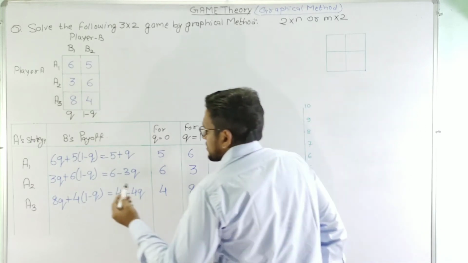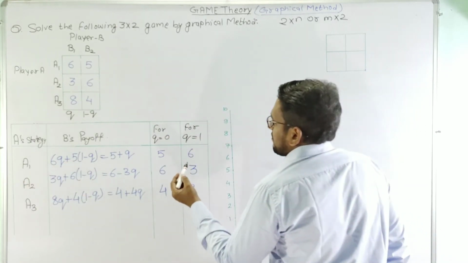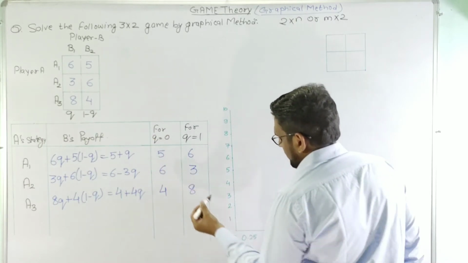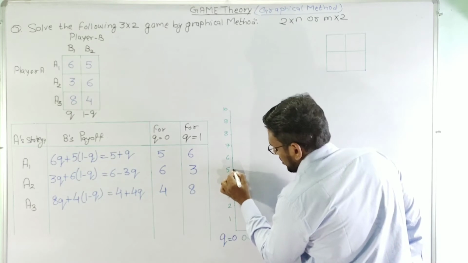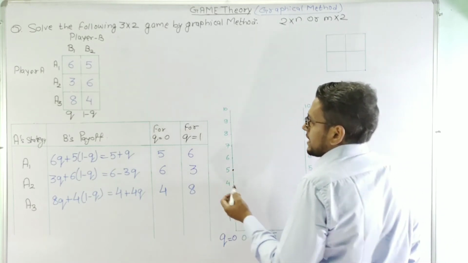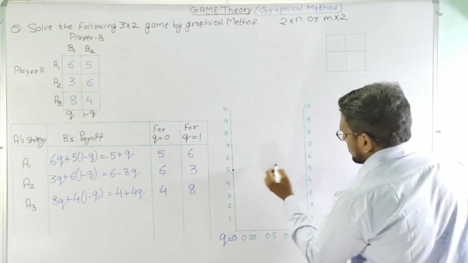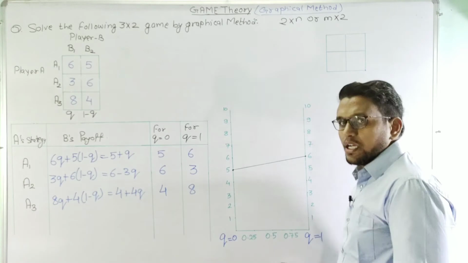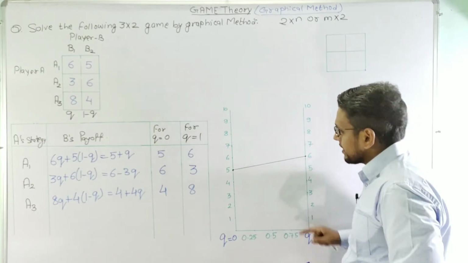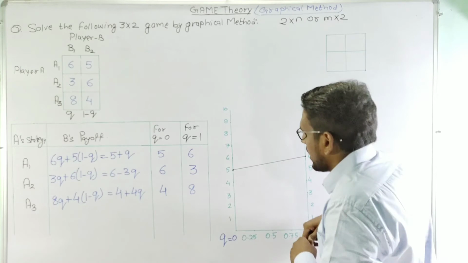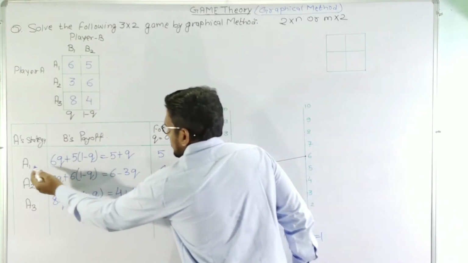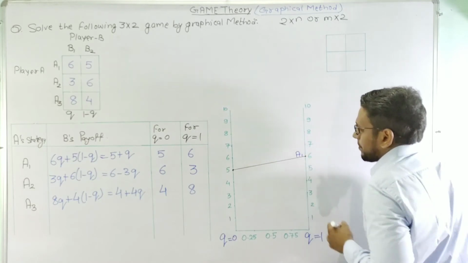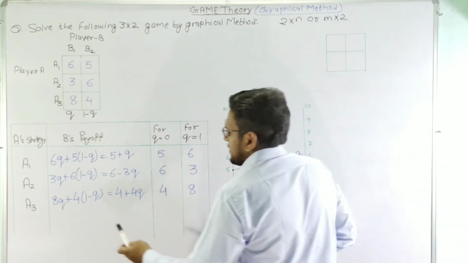Let us consider the first pure strategy A1. For A1 we can see that at q equal to 0 the value is 5, and at q equal to 1 the value is 6. Now we need to join these 2 points. Now we have joined these 2 points, and let us name this strategy A1.